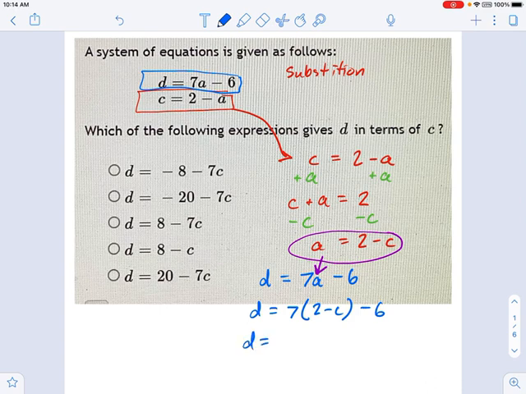So we're going to distribute that multiplication of the 7. This becomes 14 minus 7C. And then you still have that minus 6 over on the end. And now I want to combine like terms. So all the things that are alike in some way, like 14 and 6, those are just numbers. So 14 minus 6 is 8, and I still have minus 7C. And this is as simplified as I can make it, and look what we have here. 8 minus 7C.